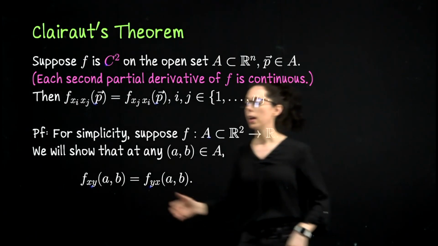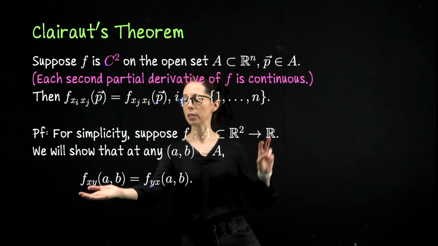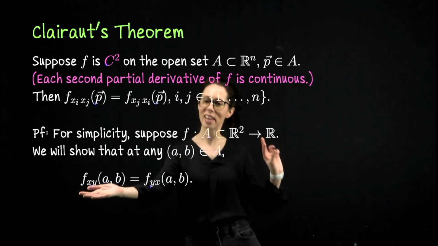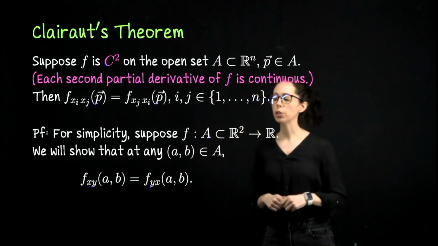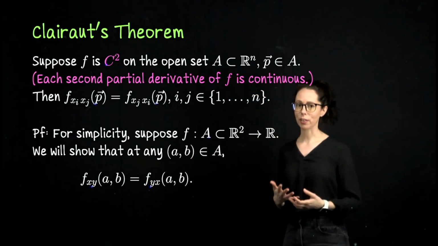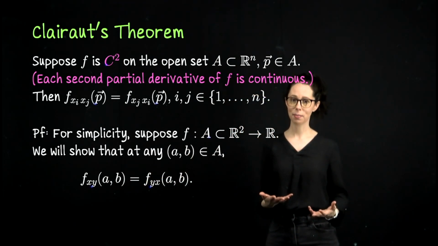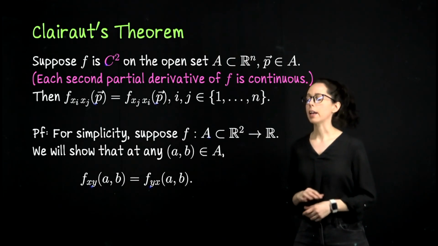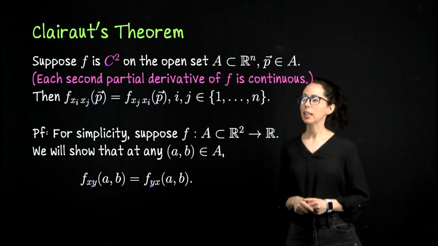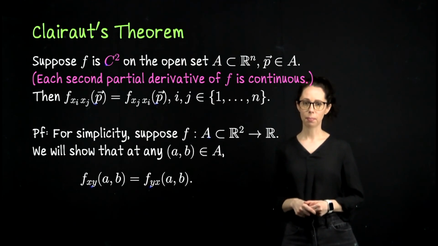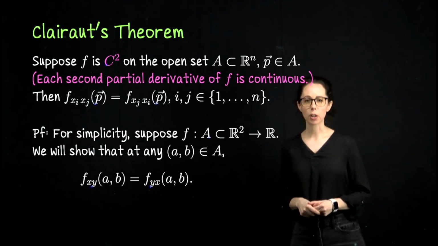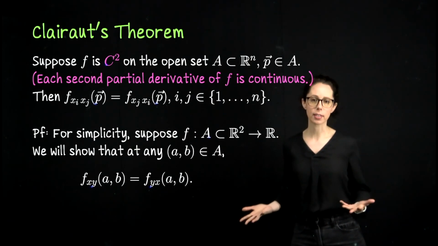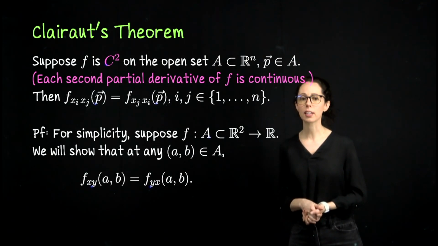In other words, f sub xy, which means we differentiated first with respect to x and then y, is equal to f sub yx, differentiating first with respect to y and then x. What we need our function to satisfy is that it is class C2 on its domain. C2 means that its partial derivatives up to second order, so first and second partial derivatives, exist and are continuous.